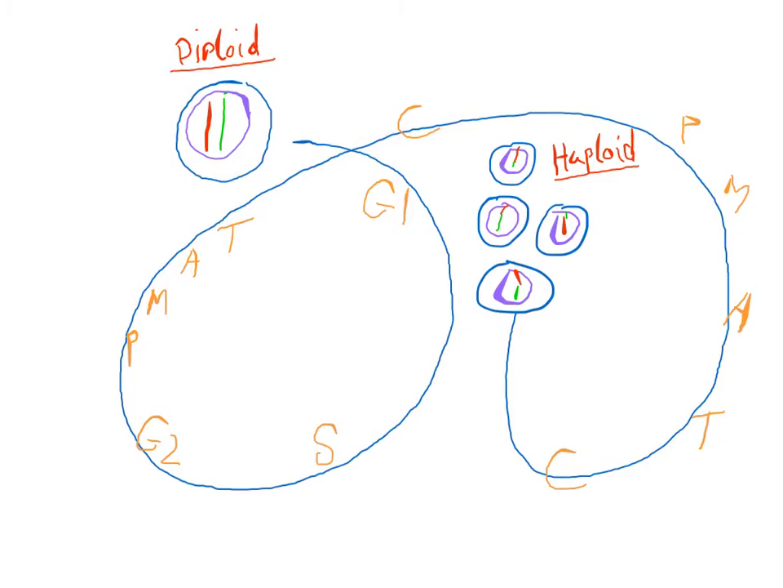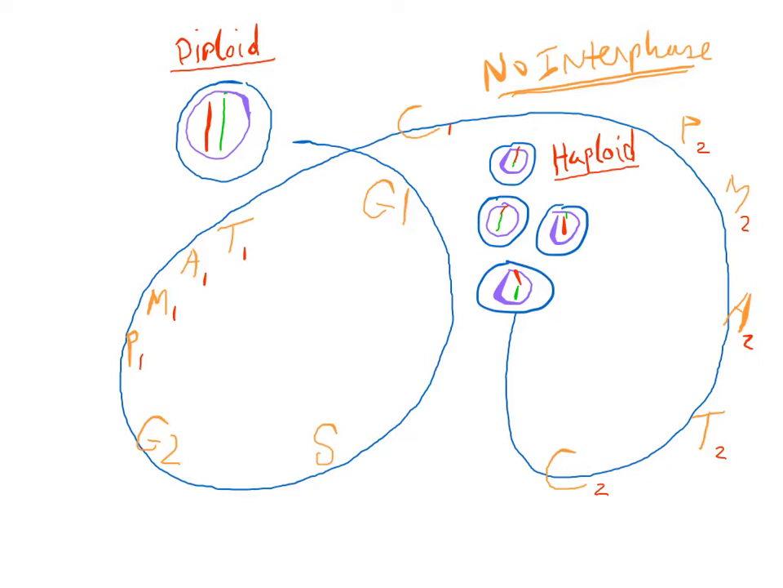Notice that there is no interphase at this point. No interphase for round 2. We'll be exploring prophase 1, metaphase 1, anaphase 1, telophase 1, cytokinesis 1, prophase 2, metaphase 2, anaphase 2, telophase 2, and the final cytokinesis.